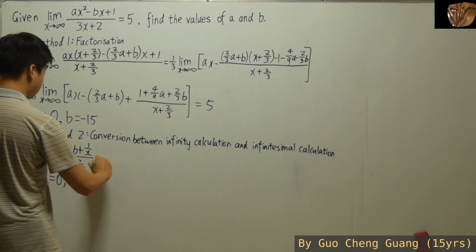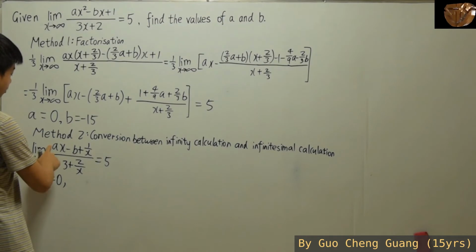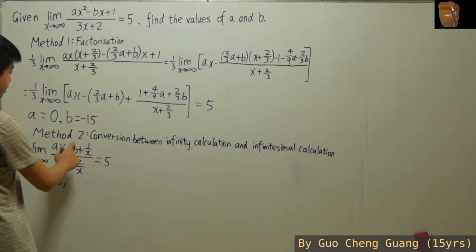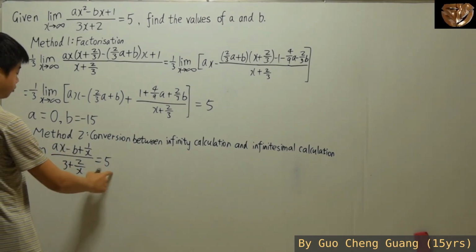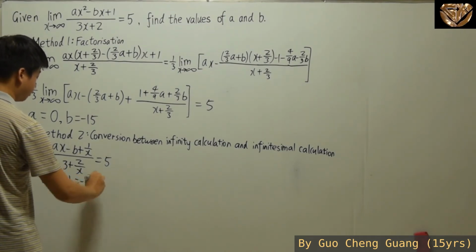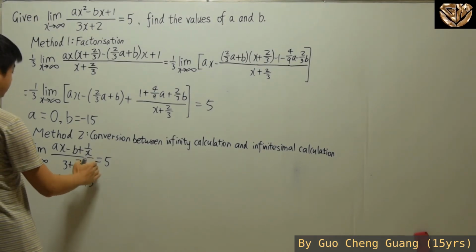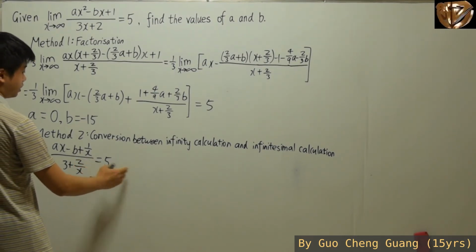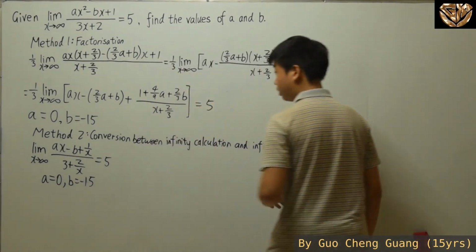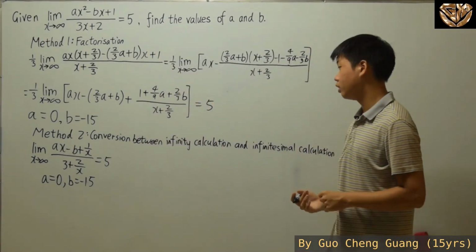So why is that so? This is equal to 5, right? But if a is equal to 0, you're just going to have negative b divided by 3 is equal to 5. So b is equal to negative 15, alright? But of course, then you can write it once again: this is equal to negative b over 3, which is equal to 5. So that is pretty much what you have in the second method, alright?